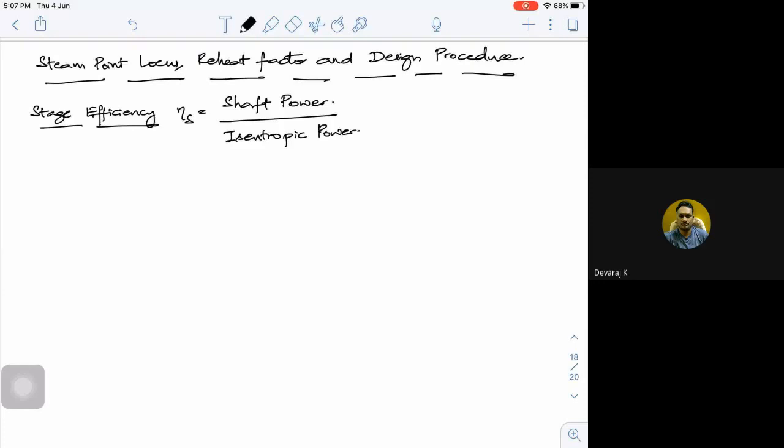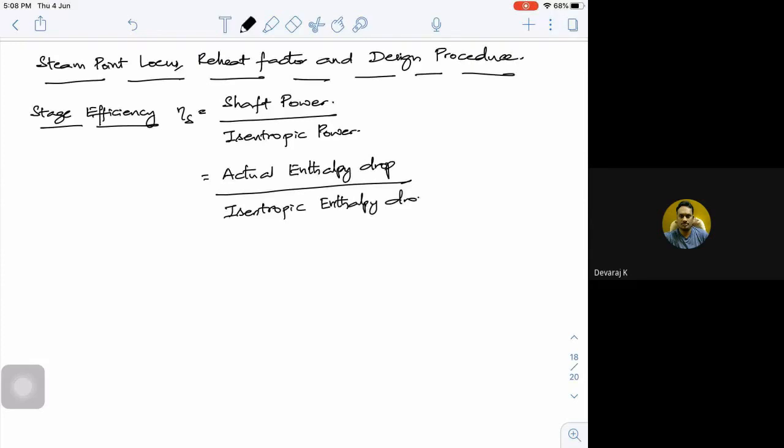If I express the same thing in terms of enthalpy drop, the stage efficiency will be the actual enthalpy drop to the isentropic enthalpy drop. This is your stage efficiency.